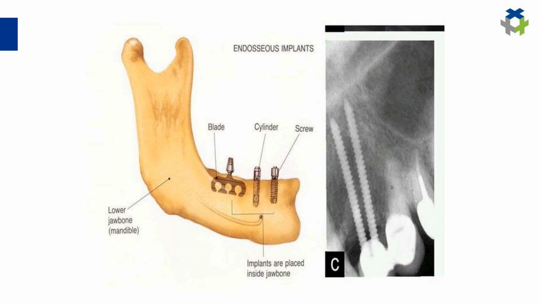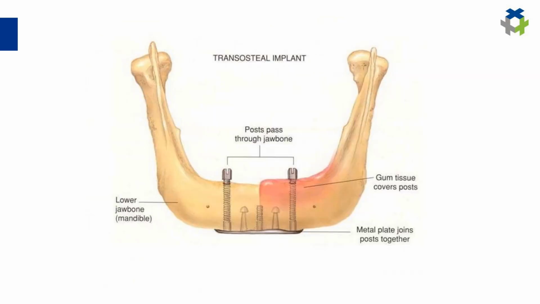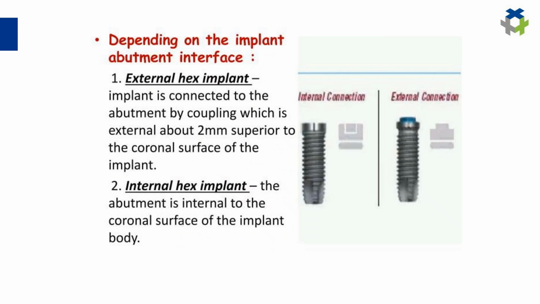So this is the endoosseous implant. In the lower jawbone, the mandible, the implants are placed inside the jawbone. So that is endoosseous. Here the gum tissue covers the post. The metal plate will join the posts together. So this is a transosteal implant.